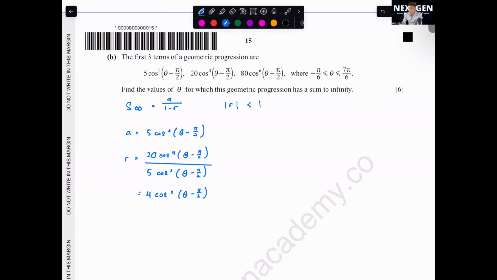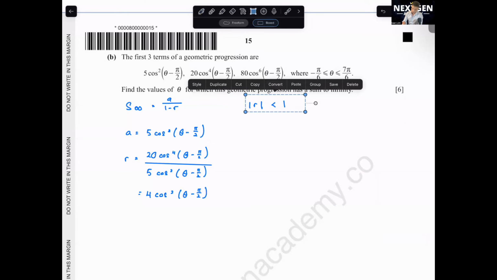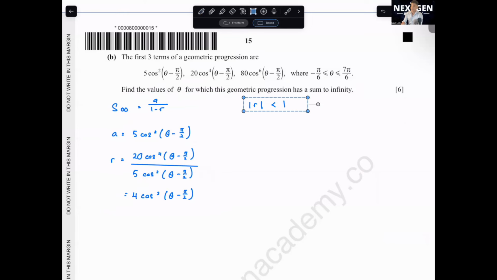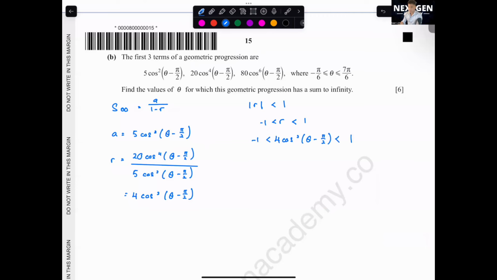Now, what do we need to find? They're not asking us to find the sum to infinity, so we are going to use this formula over here: modulus R is less than 1. So when we open up, R will become minus 1 to 1. Actually, do we even need A? We don't need A, because they're not asking us to find the sum to infinity. So I want you all to put here 4 cos square theta minus pi over 2 from negative 1 to 1.